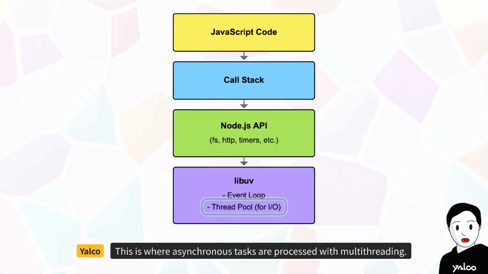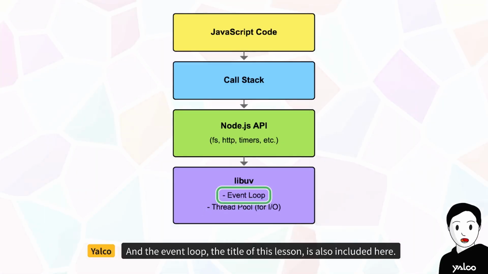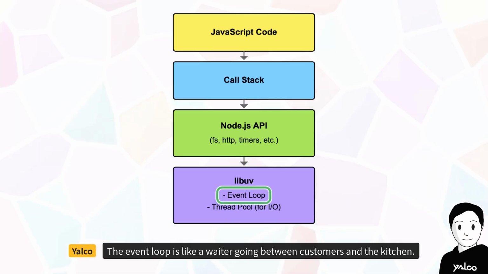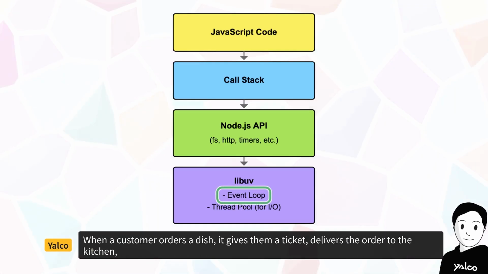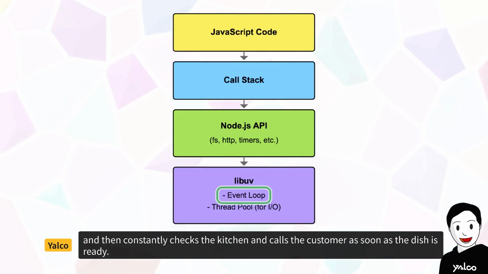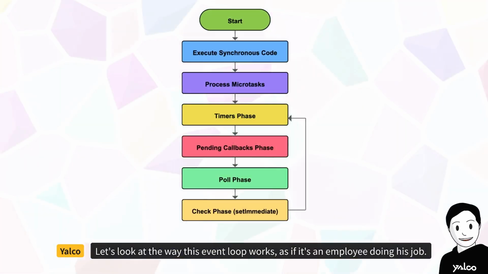This is where asynchronous tasks are processed with multi-threading, and the event loop, the title of this lesson, is also included here. The event loop is like a waiter going between customers and the kitchen. When a customer orders a dish, it gives them a ticket, delivers the order to the kitchen, and then constantly checks the kitchen and calls the customer as soon as the dish is ready. Let's look at the way this event loop works, as if it's an employee doing his job.